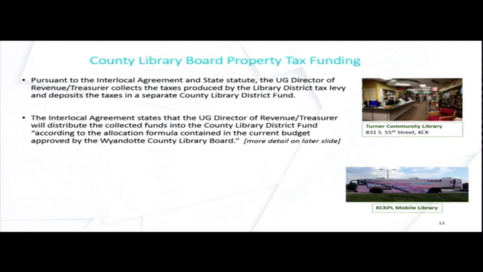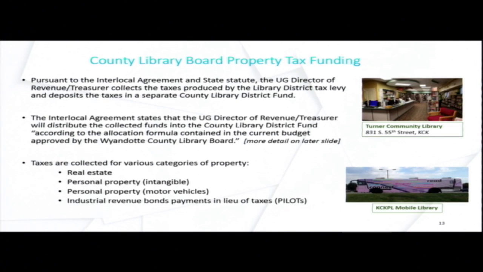So the interlocal agreement states that the treasurer is going to distribute the collected funds into our own county fund according to the allocation formula contained in the current budget approved by the Wyandotte County Library Board. I'm going to show a little bit more detail on that later. And it isn't just property taxes. We also levy on behalf of the library district personal property and tangible taxes, motor vehicle taxes, and then some payment in lieu taxes for industrial revenue bonds. But the main one is the real estate taxes.